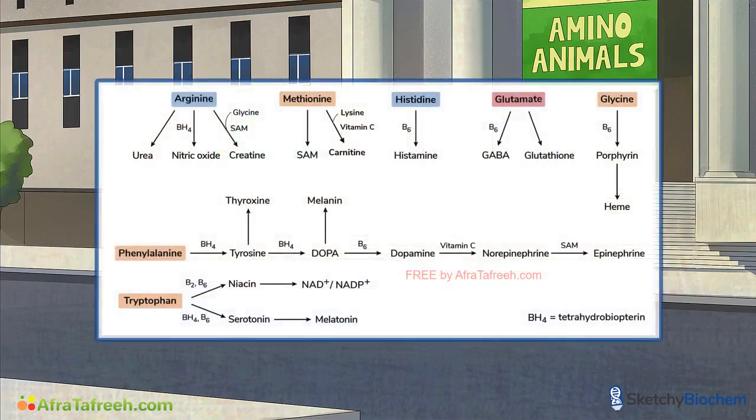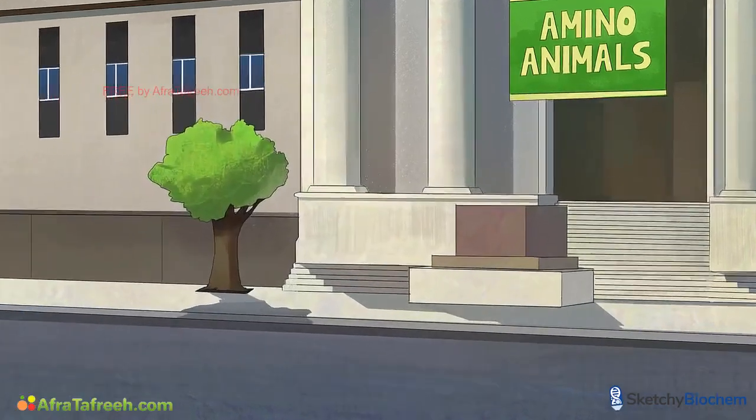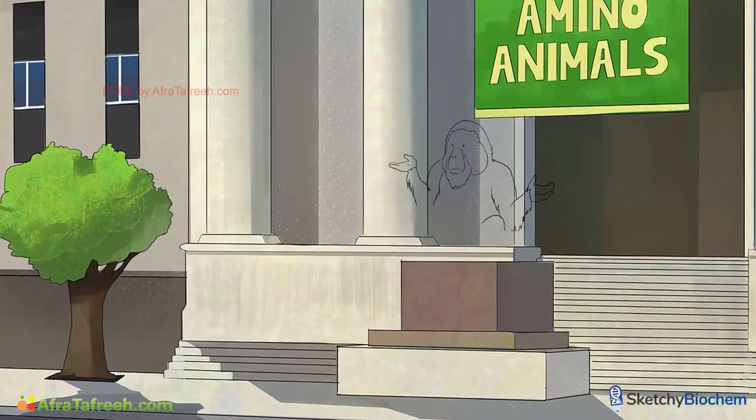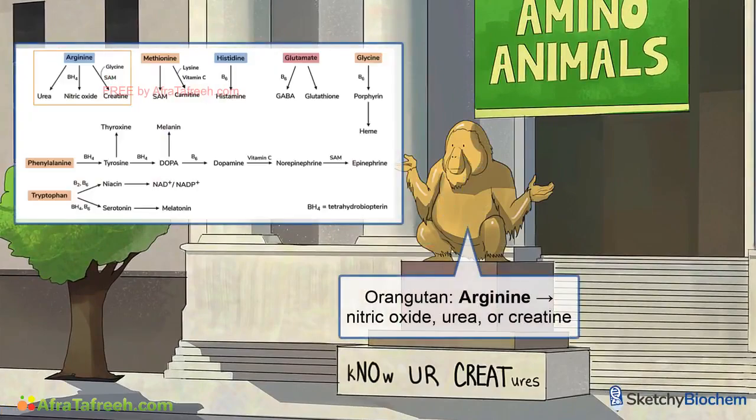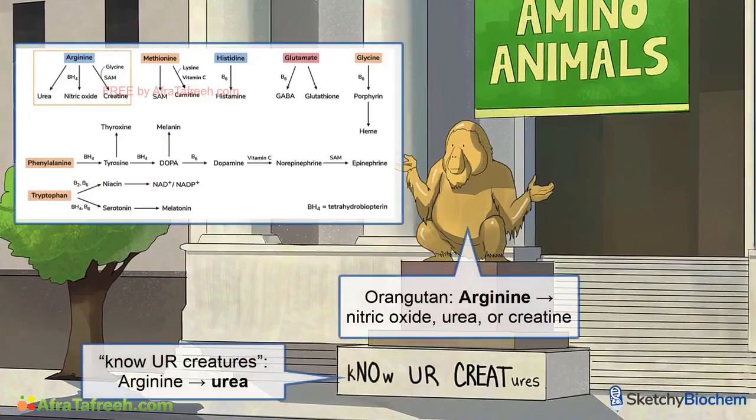As you can see from this diagram, we derive a lot of our important neurotransmitters, hormones, and cofactors from amino acids. That's right, they're more than just protein Legos, and we're going to go through each one. We'll start with arginine, which is represented by the orangutan statue. The mnemonic, "Know your creatures," will help you remember that nitric oxide, urea, and creatine come from arginine.